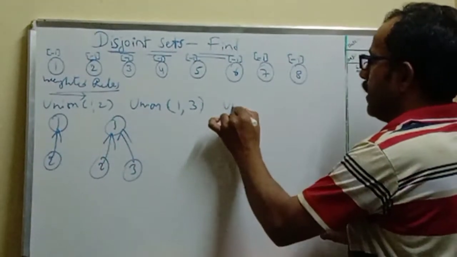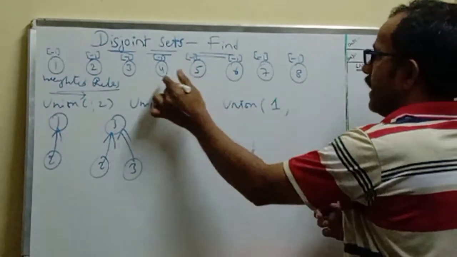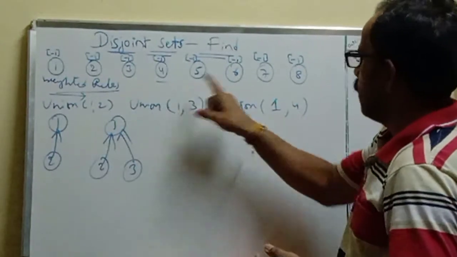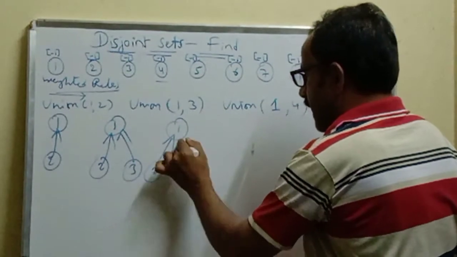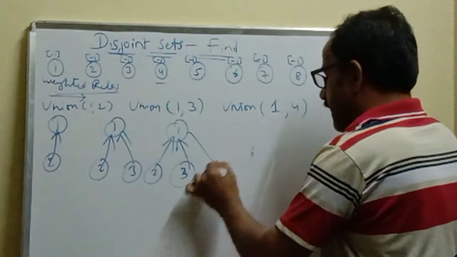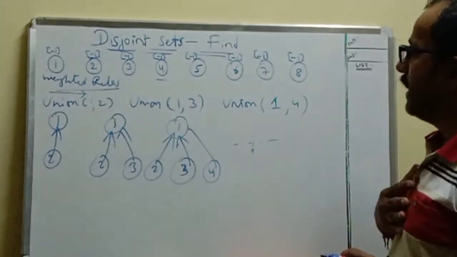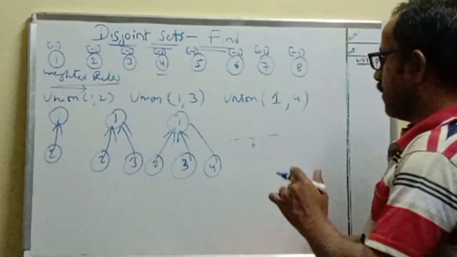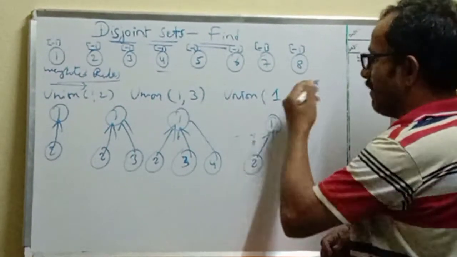Next, suppose union of 1 comma 4. Again, this tree's root node is 1, and the next node is 4. Again, 1 has 3 nodes and 4 has only one node. Then we can attach 4 to 1 only. Like this, if we extend this procedure until adding all the nodes, all the remaining nodes become children. So finally we get the structure after performing 7 unions.